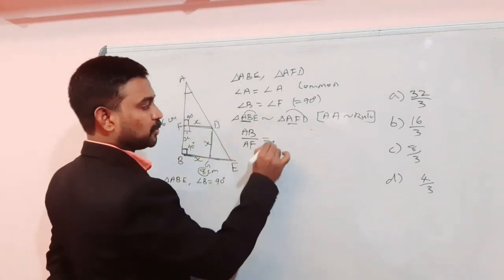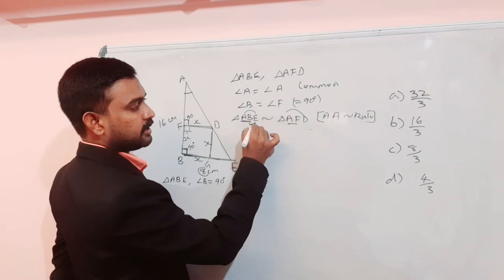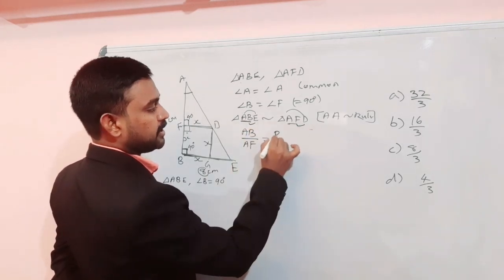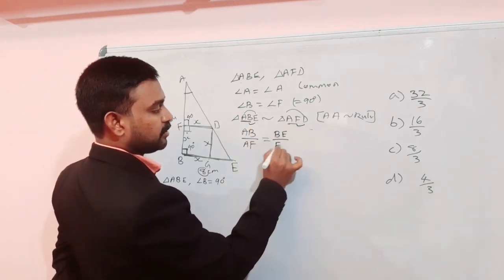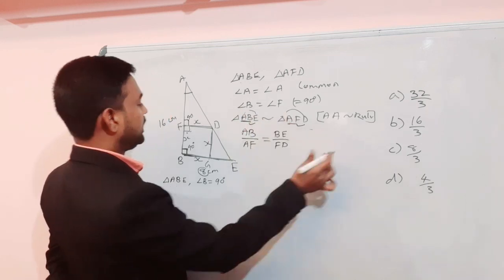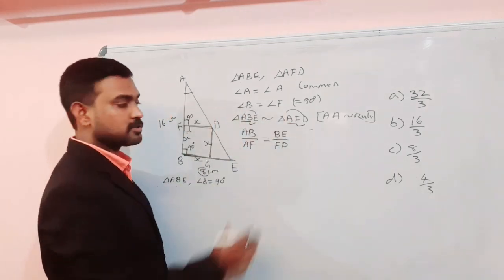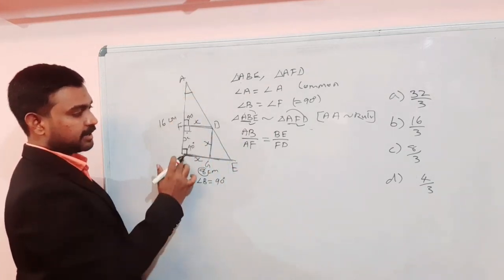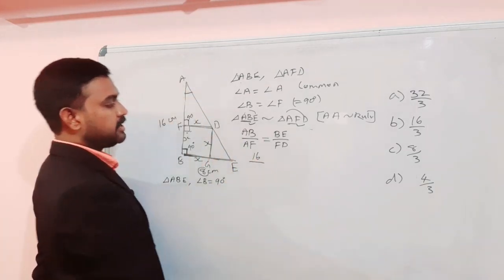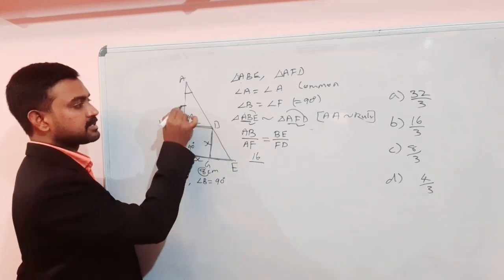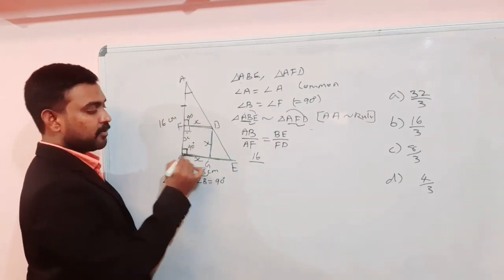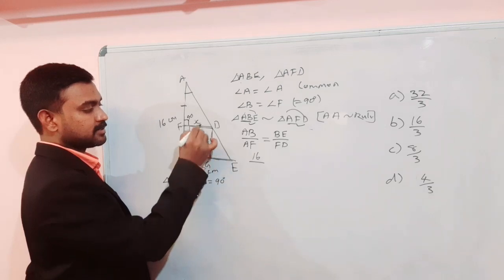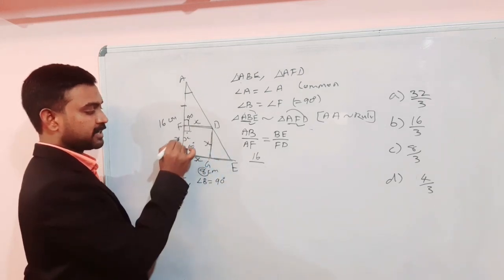Which is equal to, we know that BE by FD, BE by FD, and one more side is there, AE by AD. AE by AD is not required, so we are taking this only. What is AB? AB means this whole length, which is 16. And what is AF? AF means this length. This length, we can suppose our square side is x. So this is x, this is x, this also x.